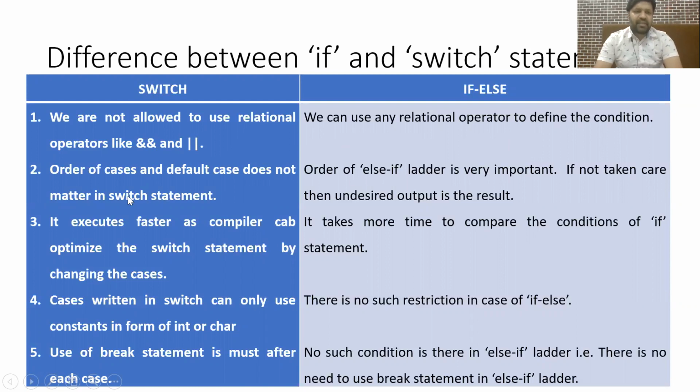The second major difference is that the order of cases and default case does not matter, whereas the order of else if ladder is very strict. The third difference is that the execution of the switch statement is much faster than the if else statement, because obviously the code is customizable. Fourth difference is the cases written in switch can only use constants in form of integer, and even if you want to use character, that will be converted into integer. Whereas in case of if else, there is no such restrictions, you can use any data type.